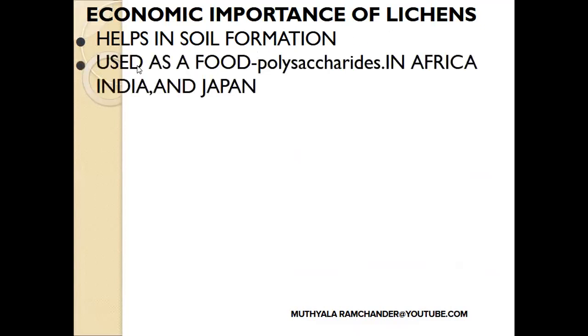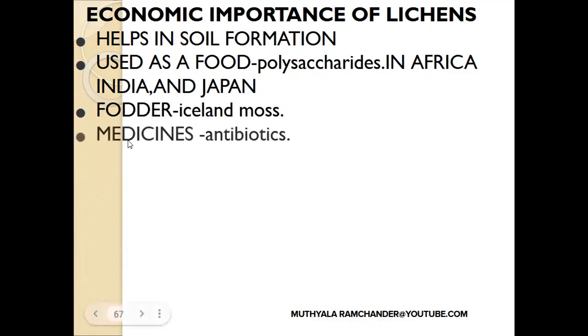The next important point is use as food material. Some lichens contain polysaccharides, which are mainly used as food material in different countries, like Africa, India, and Japan. Next, use as fodder. Fodder is one type of feed used for economic importance, mainly Iceland moss, Iceland lichens. Iceland lichens are used as fodder and medicines.